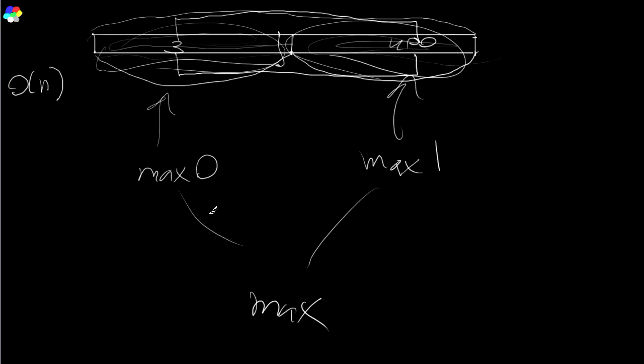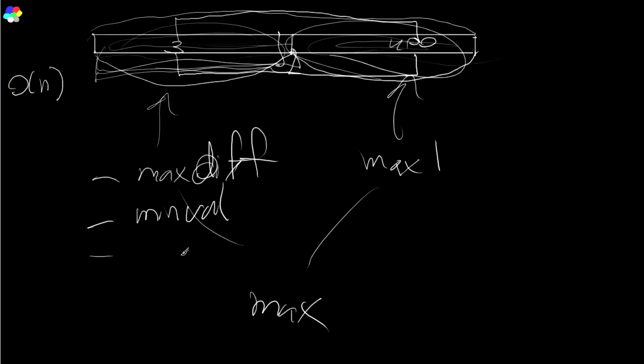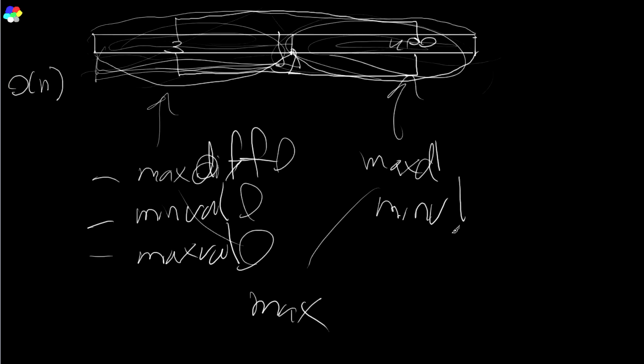So what we do instead is when we run over the container, we don't only produce the max diff. We do the max diff, the same algorithm that we've been doing in every section, but we also yield the min value and the max value for every section. And so now we have max diff 0, min value 0, max value 0. And here we have max diff 1, min value 1, max value 1.